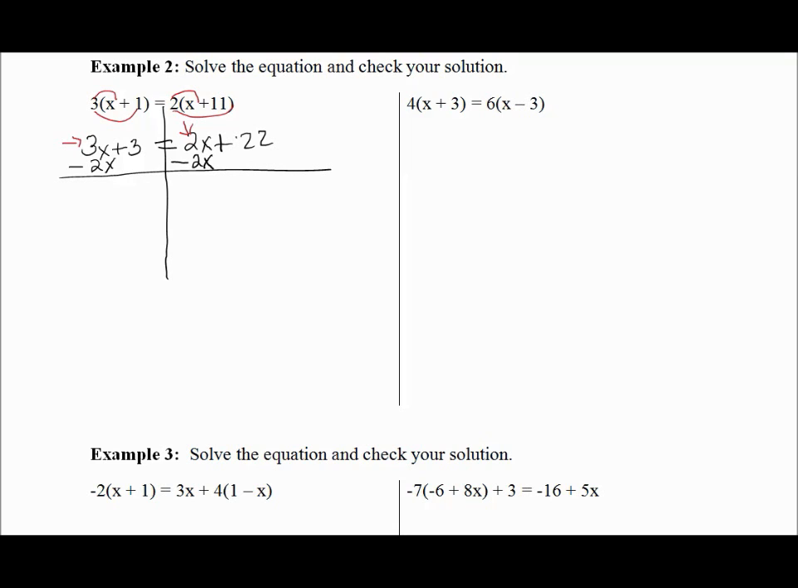Okay, 3x minus 2x is simply x. Bring down my 3 and the equal sign. 2's cancel out on the right, and I'll bring down the 22. Now I have x plus 3 equals 22. I'll simply subtract 3 from both sides, and that leaves me with x equals 19. That's my final answer.